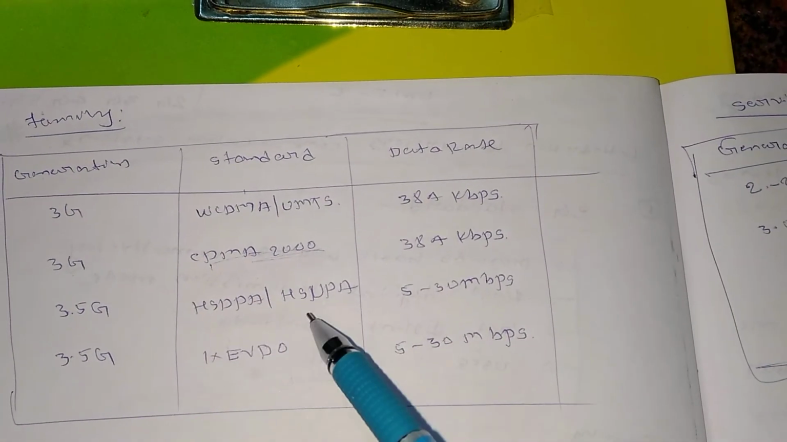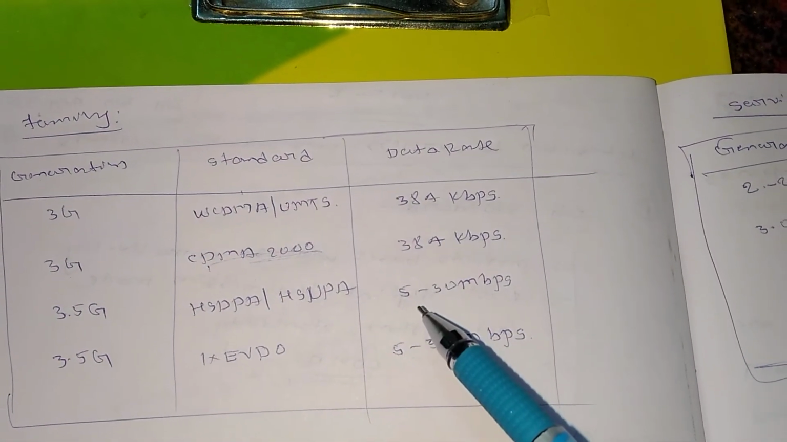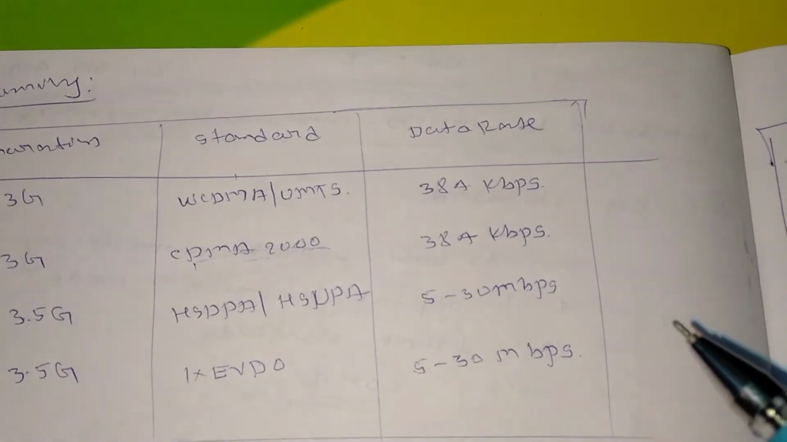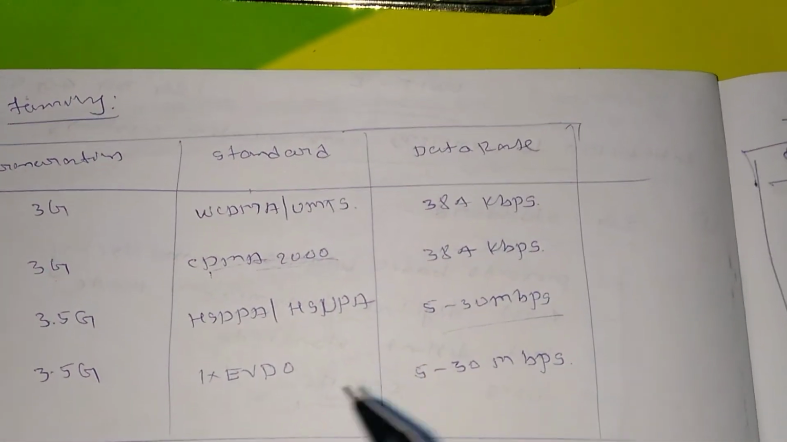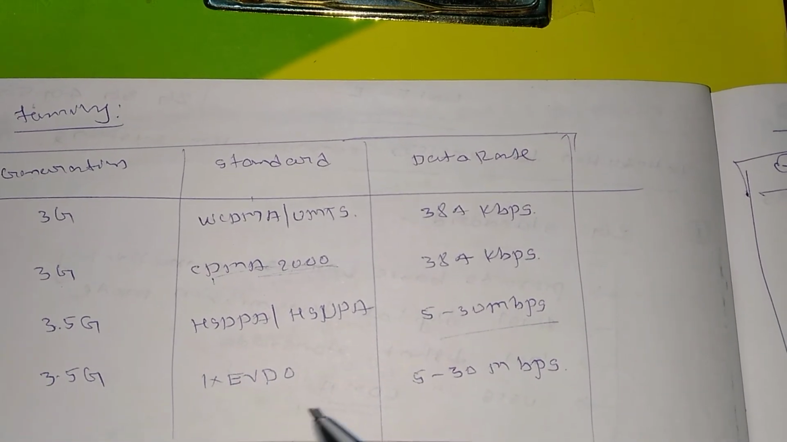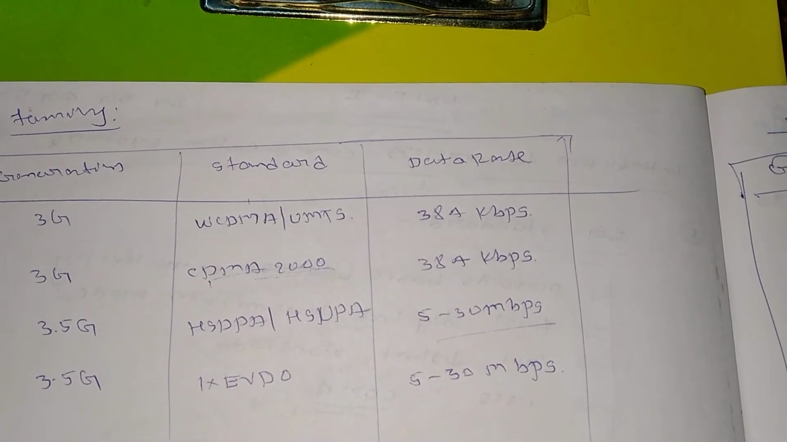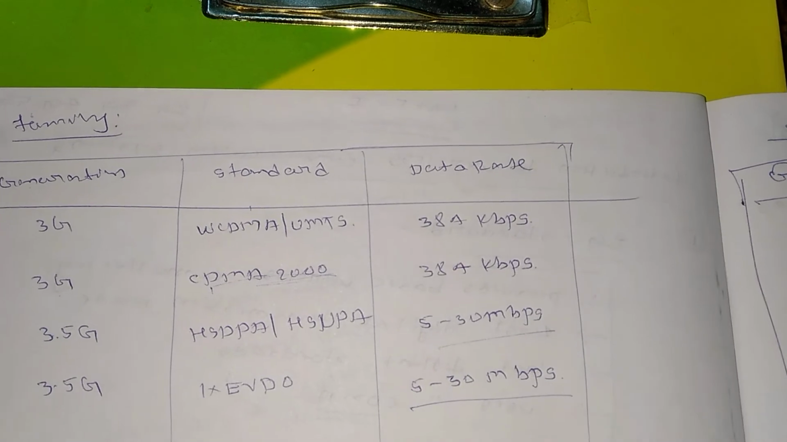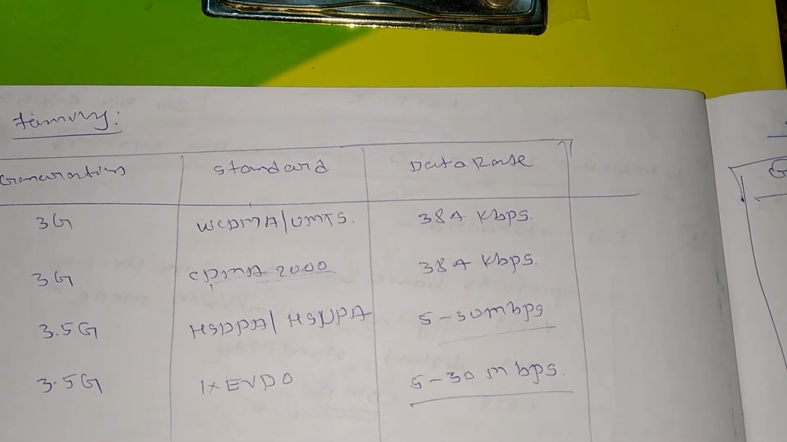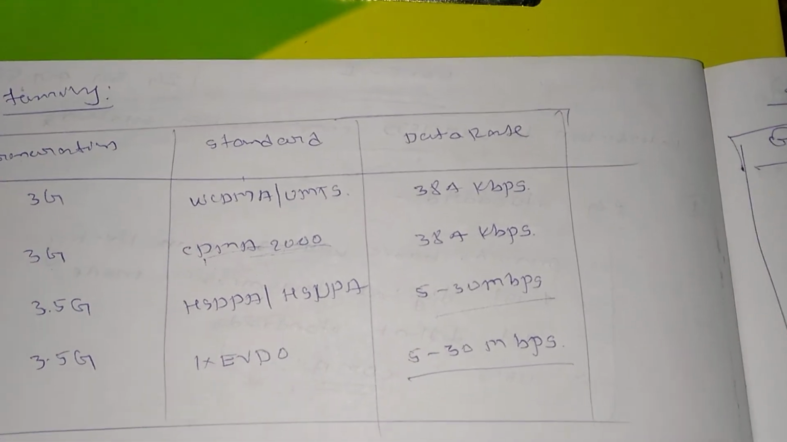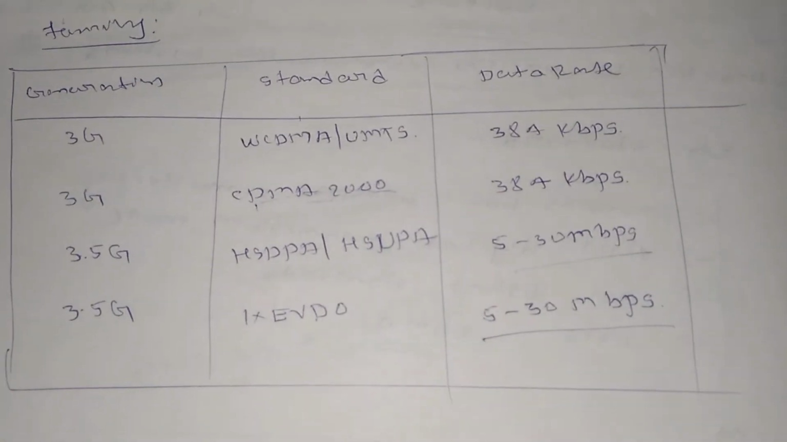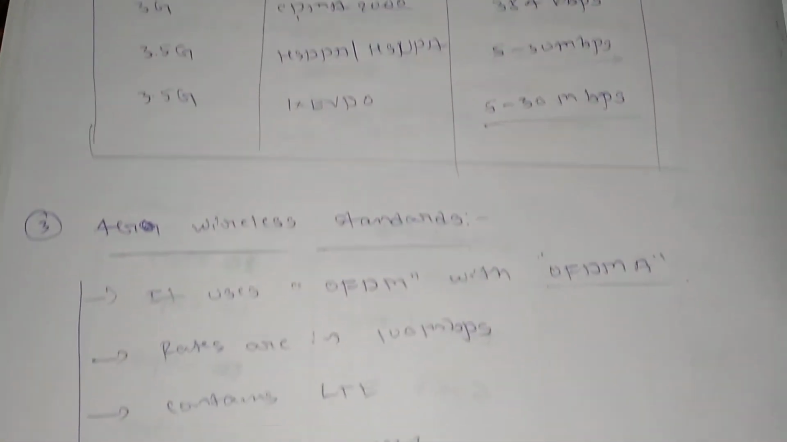HSDPA and HSUPA provide a data rate of 5 to 30 megabytes per second, which is higher. Then 1x EVDO is also a 3G standard. It provides the highest data rate in the 3G family, up to 5 to 30 megabytes per second. So you just remember this chart for the 3G family.